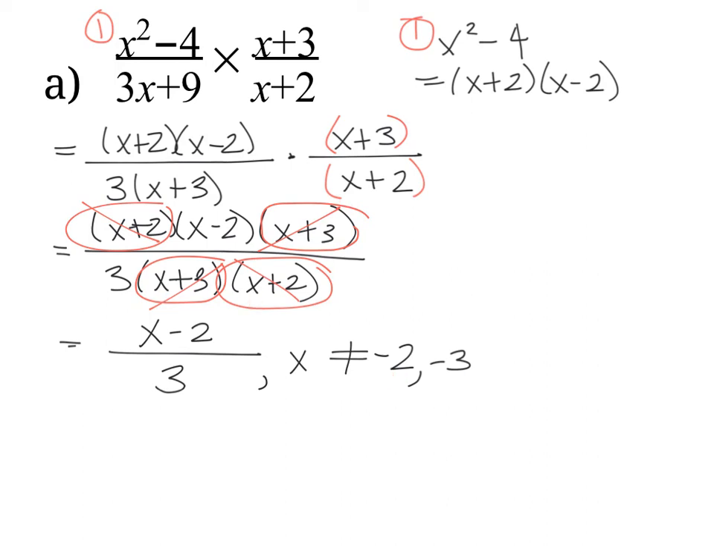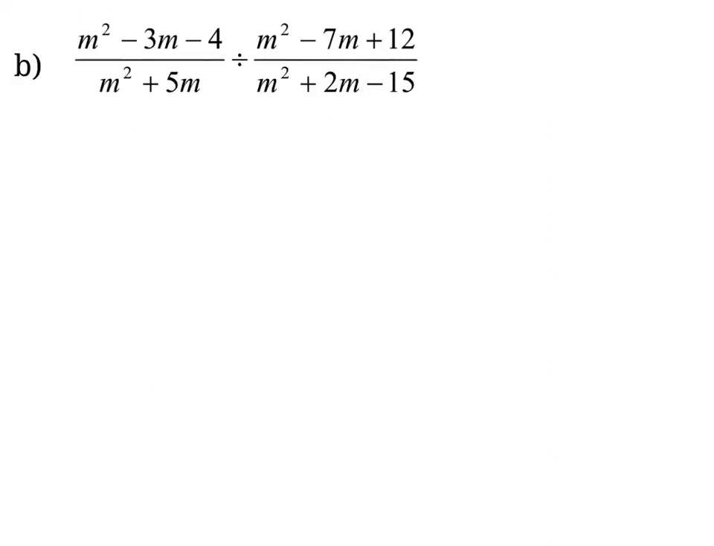So here's our final answer. And we have our final example. So we've got a division problem. We've got 4 different expressions that we've got to factor, and then we're going to divide and multiply. So I'm going to leave you to factor them. Pause the video, come back once it's factored.